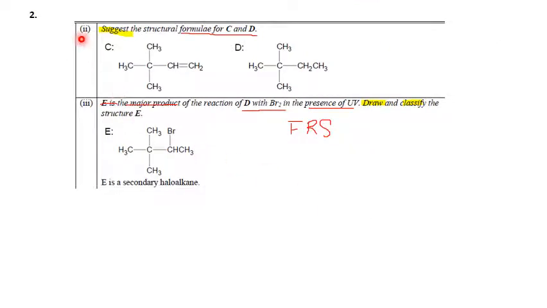Next, 2.2: suggest the structural formula for C and D. Since we know this is the structure for D, and C we know after we write out the mechanism, there should be no problem giving the structures of C and D. And then E is the major product of the reaction of D with bromine in the presence of UV. So this is a radical substitution reaction. So draw and classify the structure E.